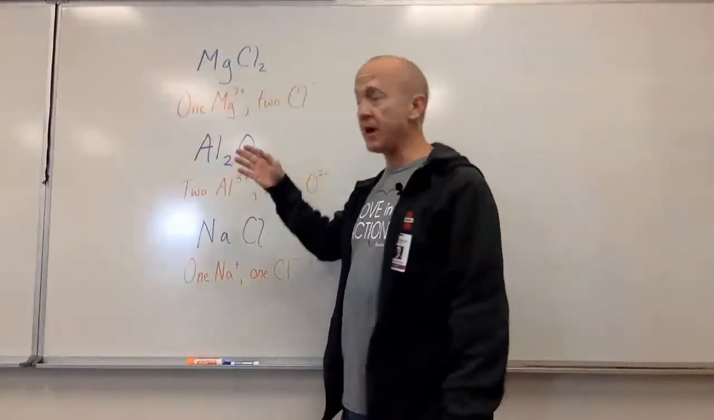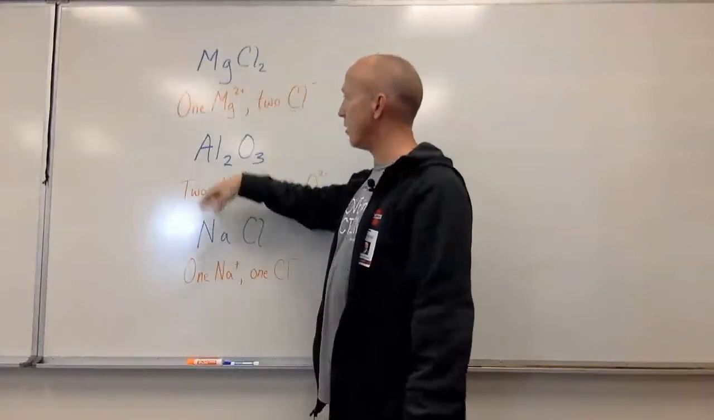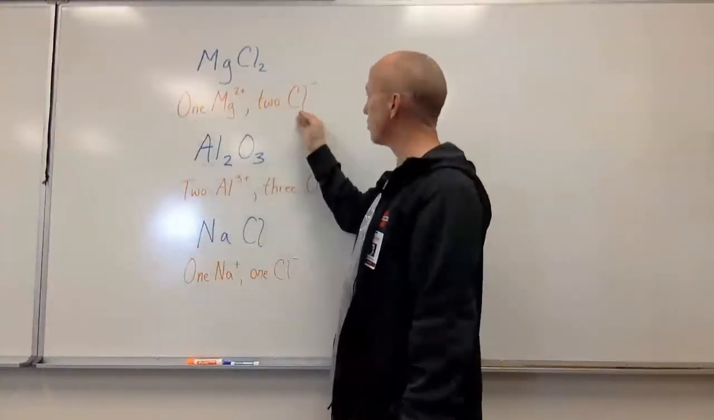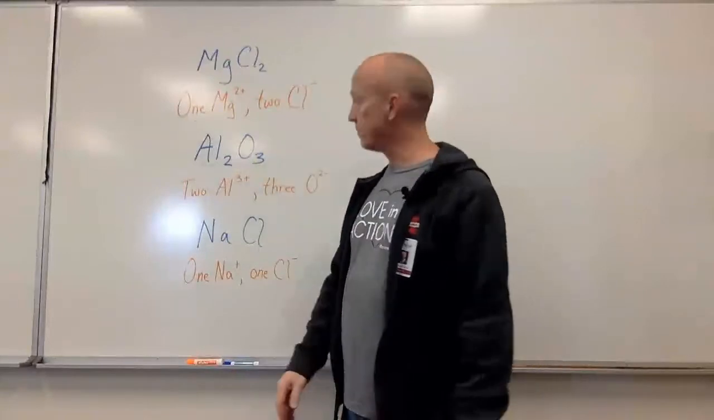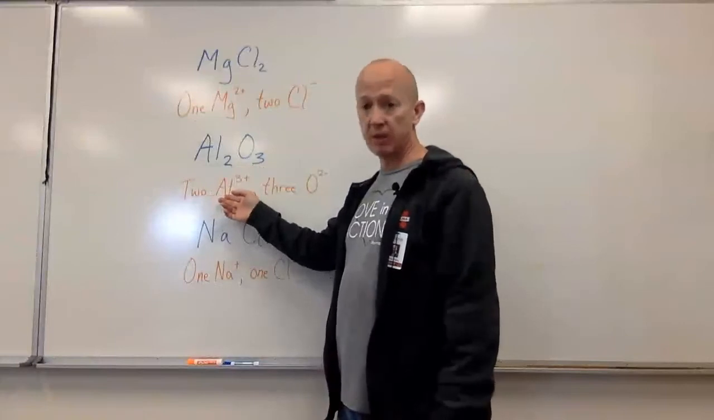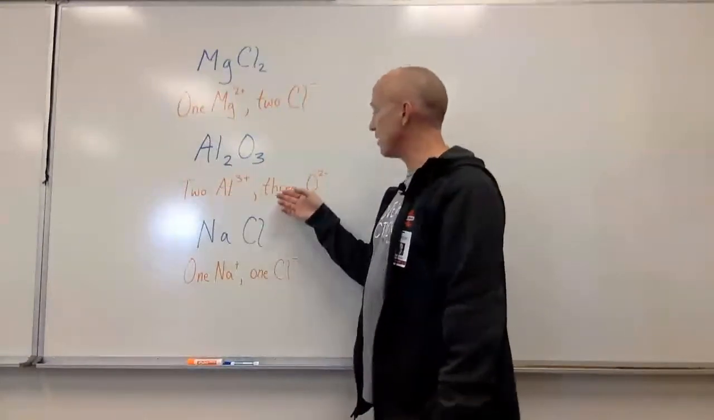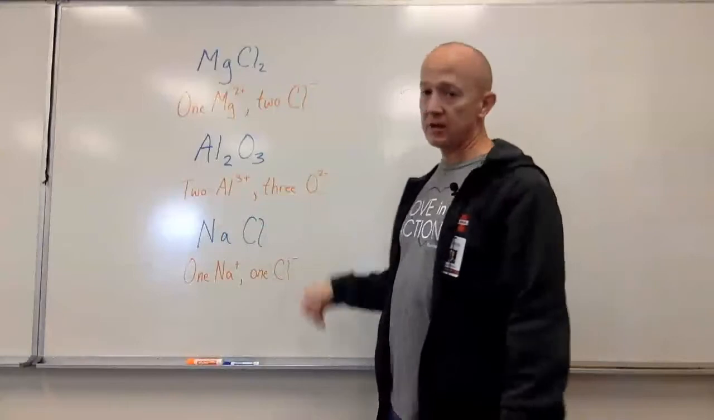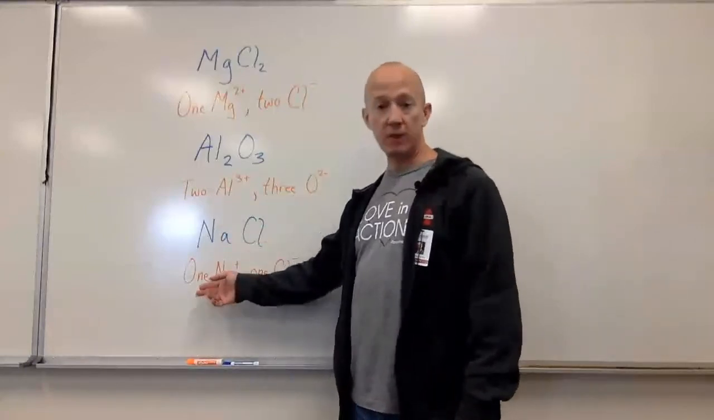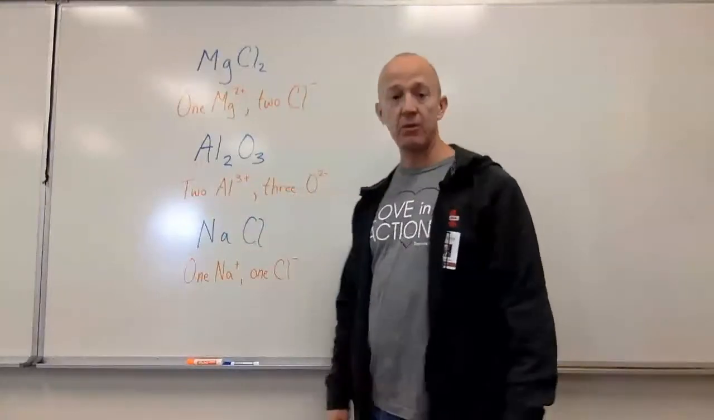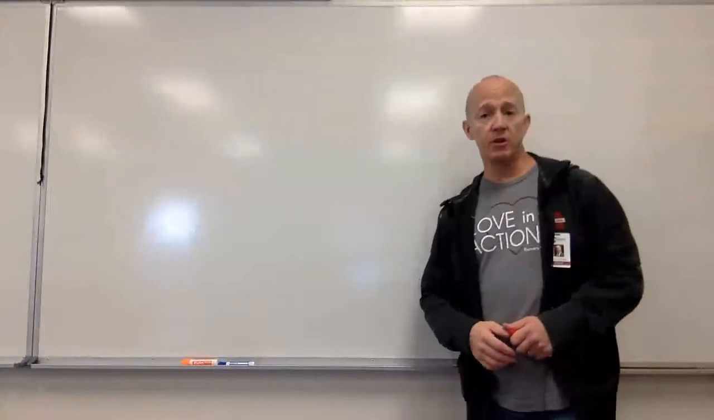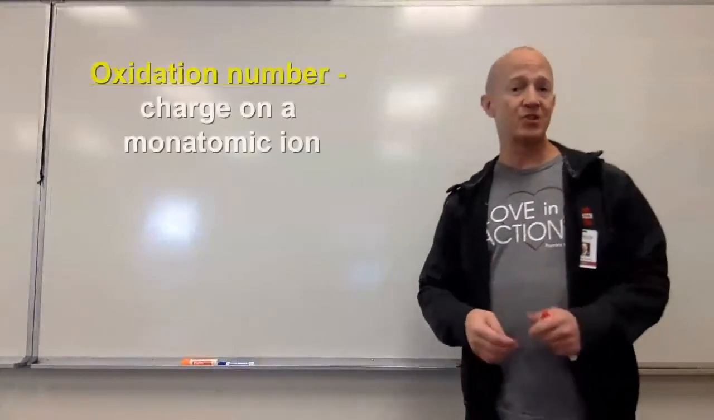So the monatomic ions involved in magnesium chloride are one magnesium ion with a 2+ charge and two chloride ions with a -1 charge. Aluminum oxide is composed of two aluminum ions with a 3+ charge each, and then three oxide ions with a 2- charge each. NaCl is composed of one sodium ion with a +1 charge and one chloride ion with a -1 charge.